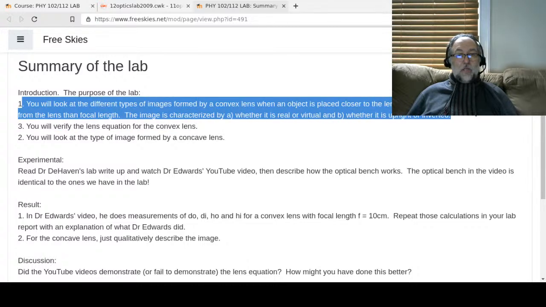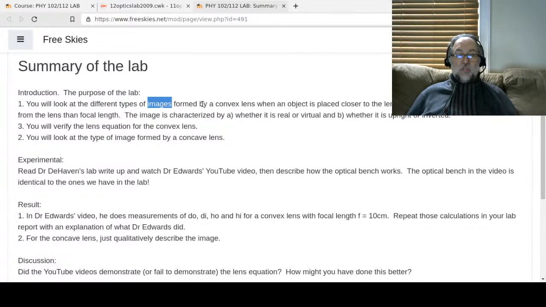The first thing that you're going to do is discuss the different types of images that are formed by the convex lens, depending on whether you put the object closer to the lens than the focal point, or further from the lens than the focal point. And I want you to discuss what characterizes the image, that is, whether the image is real or virtual, or upright or inverted.